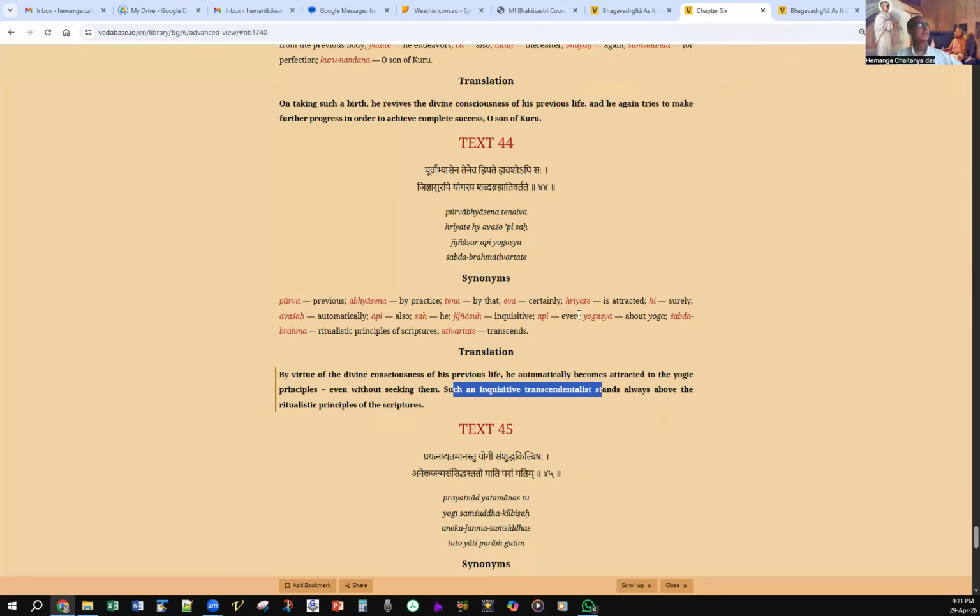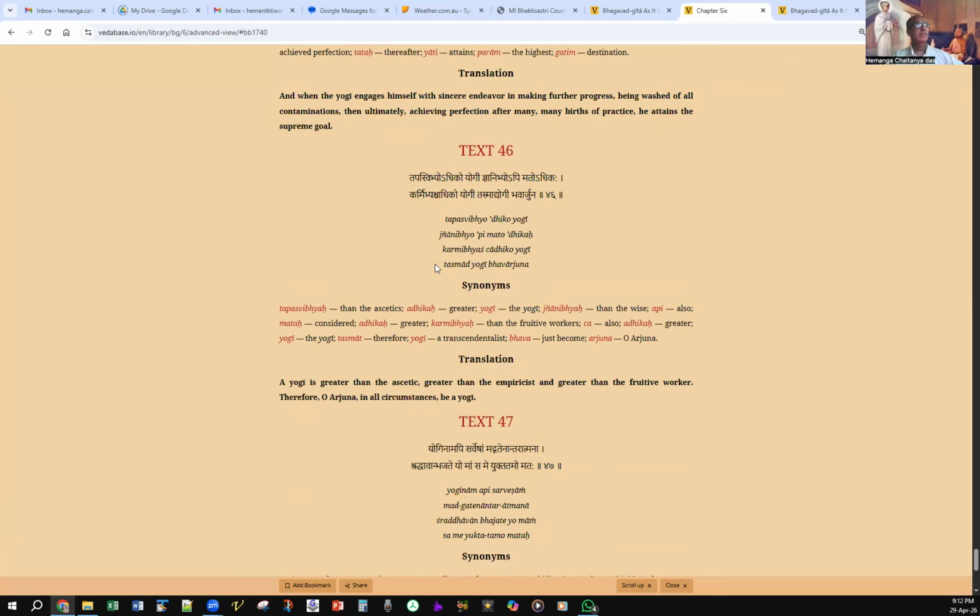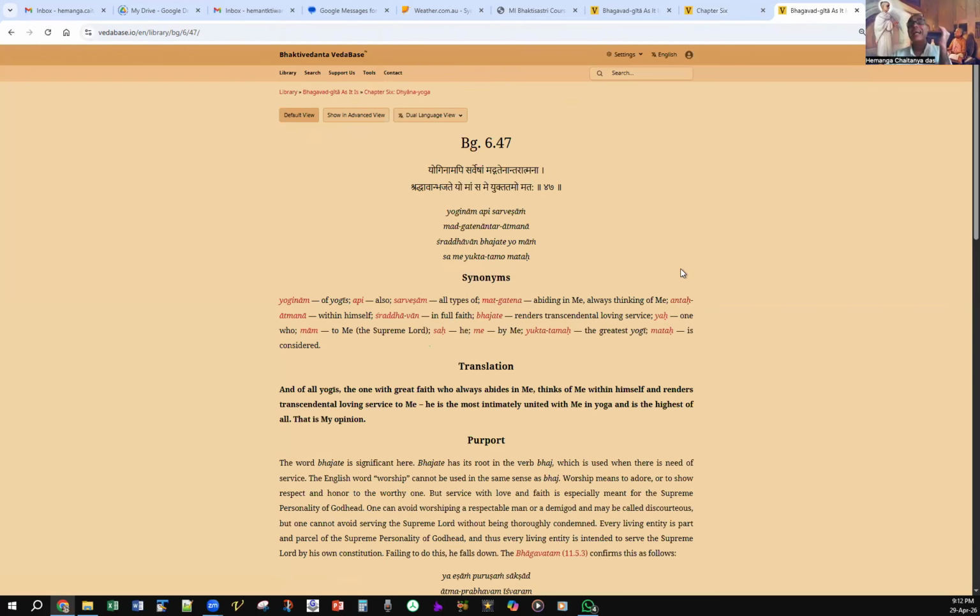Thank you, Mataji. So if you look at 6.46, what is the recommendation of Krishna here for Arjuna? Become a yogi. Tasmad yogi bhavarjuna. Become a yogi, be a yogi. What sort of yogi? It does not just give a blind endorsement to Ashtanga yoga. It's not saying become an Ashtanga yogi. He's saying be a yogi. Now he says, in 6.47, what kind of yogi?